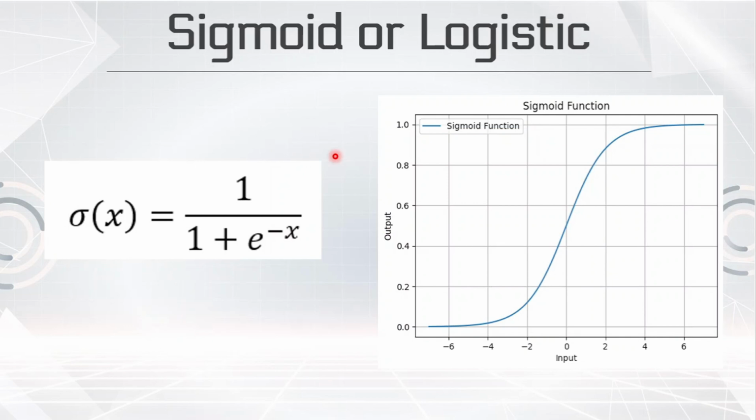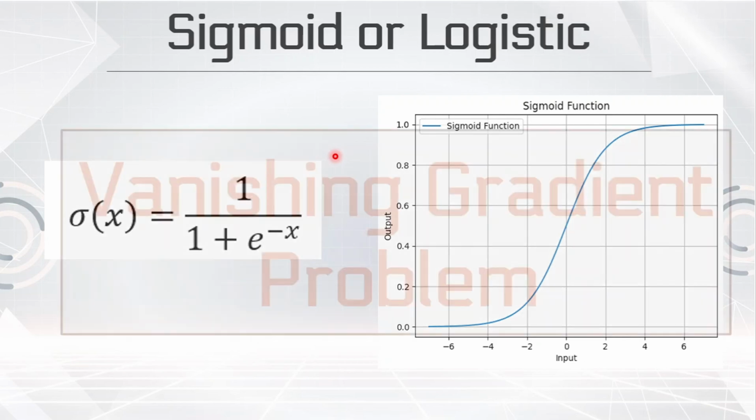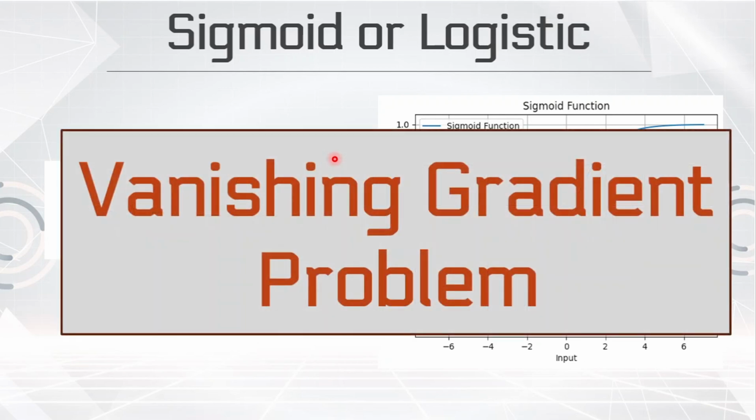Sigmoid function was mainly used in hidden layers in the first years of neural networks. But then a problem called vanishing gradient happened, and the models needed a better, more advanced activation function to solve this vanishing gradient problem. But before moving to that activation function, let's see what this problem means.